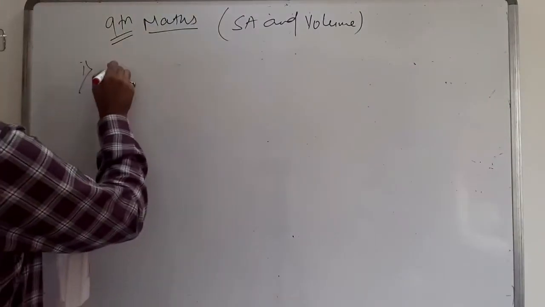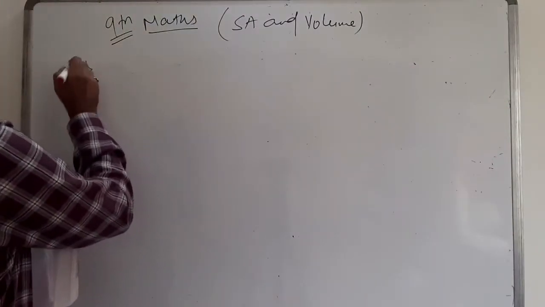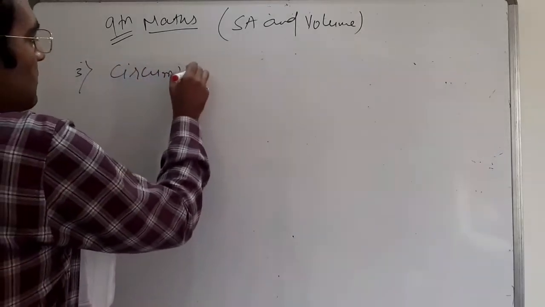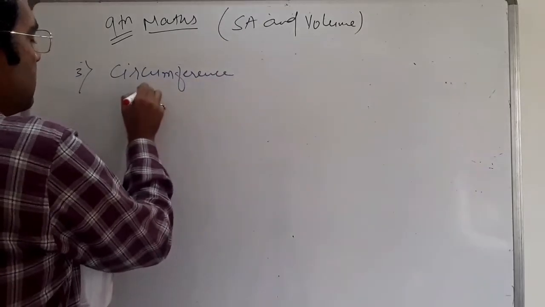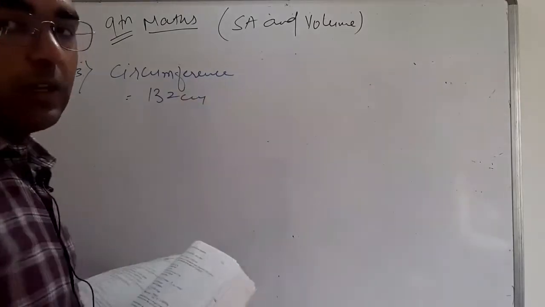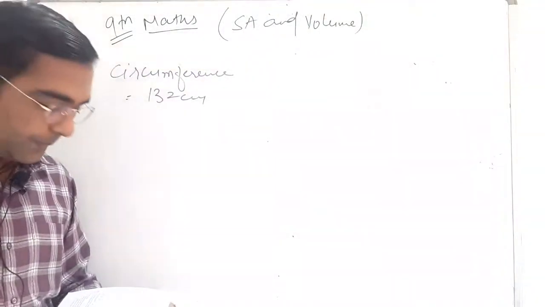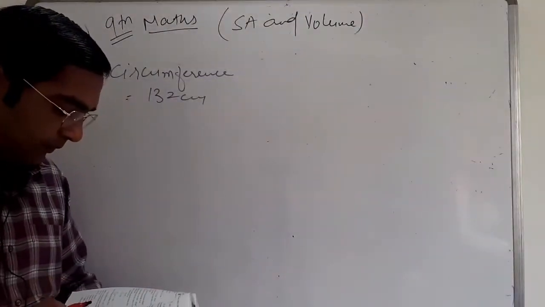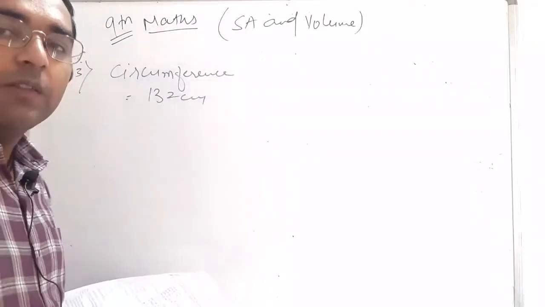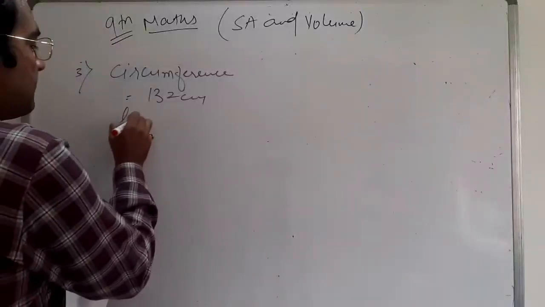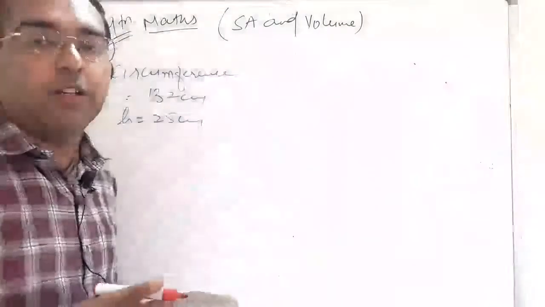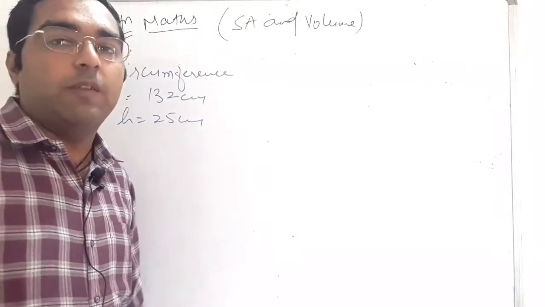This is my third question. The circumference is 132 centimeter, and its height is 25 centimeter. The height of the cylinder is 25 centimeter. Find the volume of the cylinder.